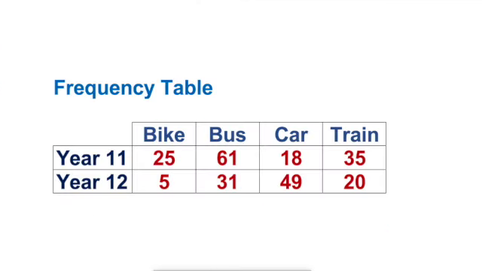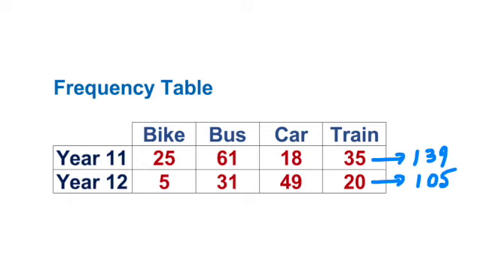Let's go back to our frequency table that we've got here for Year 11 and 12 students and their preferred transport mode to get to school. When we look at each of these rows, we can form a total, in other words, the total number of Year 11s. In this case, if we add all the numbers, it comes up to 139. Likewise, we can form a total for the number of Year 12s, and that total comes to 105.